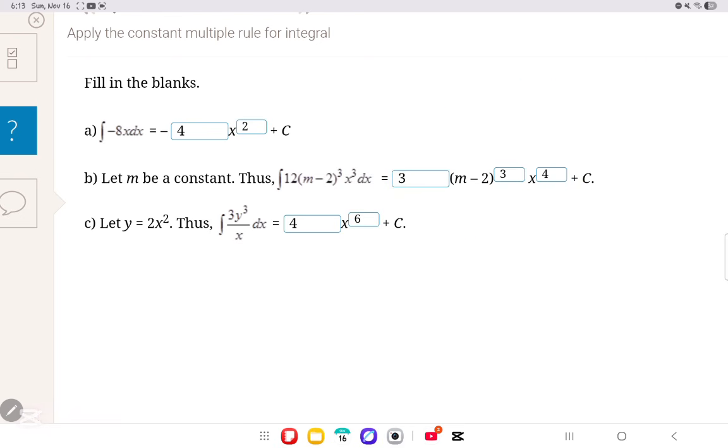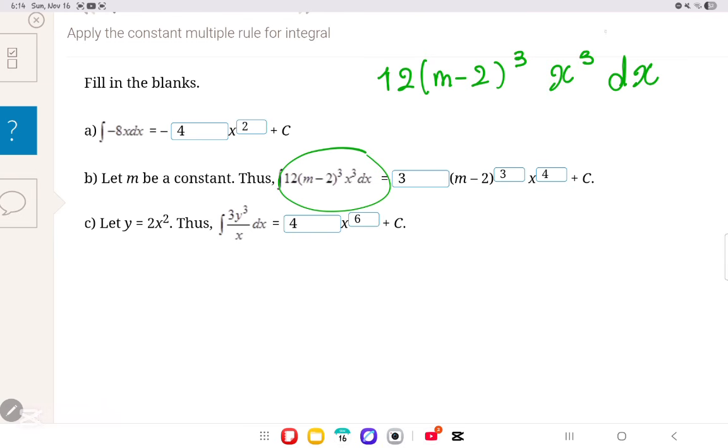Let m be a constant, right? Now they want to do the integration of this. How do you get the integration of this? 12 times m minus 2 to the power of 3, x to the power of 3 dx. So in this scenario, look what we can do. We can do 12u to the power of 3, right? Or no, we can't use u to the power of 3 because it's a constant. Okay, this is a little bit tricky. M minus 2 to the power of 3, x to the power of 3 dx.